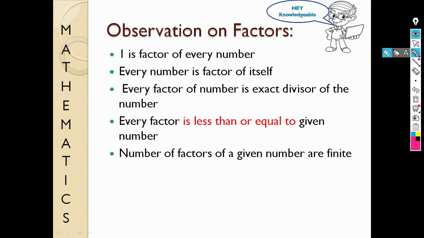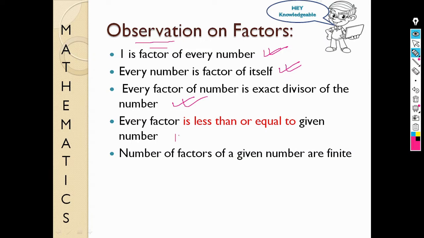So let's see some of the observations on factors. One, every number is a factor of itself. Every factor of a number is an exact divisor of the number, that is by definition. Every factor is less than or equal to the given number.